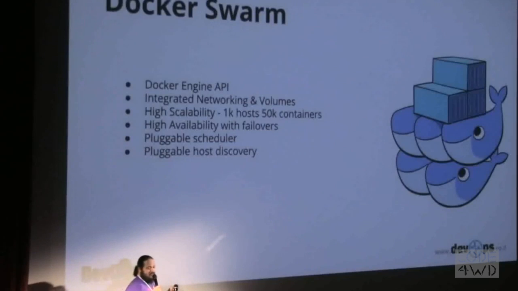At the moment, I mean, this could be not very up to date, but they're talking about running 1,000 hosts and running 50,000 containers on those, and it runs smoothly. And you can plug in your own scheduler, for example, Mesos. And you can plug in your own host discovery, for example, Amazon Auto Scaling Group or whatever. And of course, there are more features I'm not talking about.